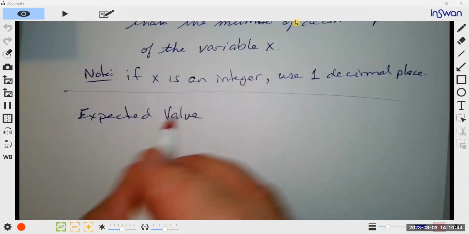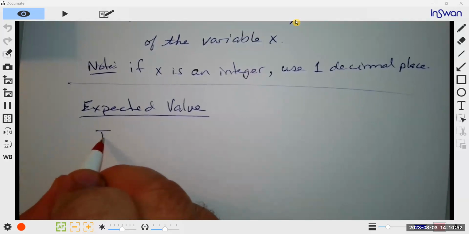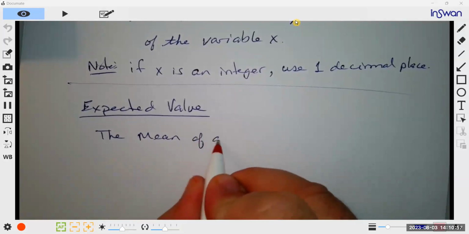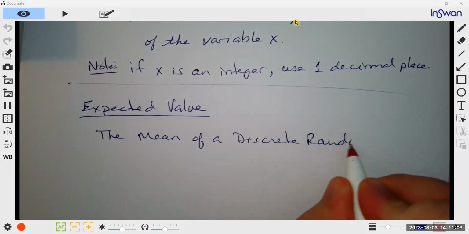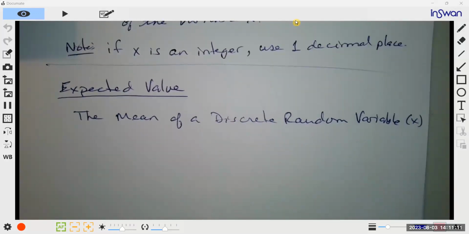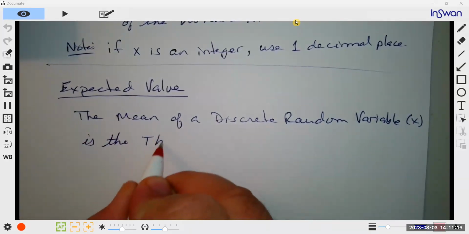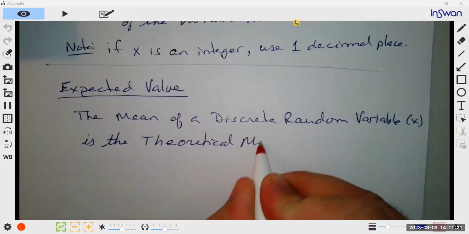Expected value, because remember, we're trying to get our answer closest to the population and talk about that. So the mean of a discrete random variable x is what we call the theoretical mean.